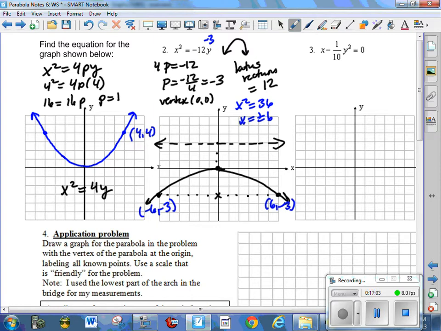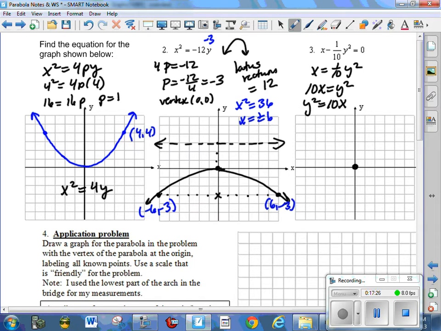We need to isolate the squared variable. So the first thing I'm going to do is say x is equal to 1/10 y squared. Then I'm going to multiply both sides by 10, and so I have 10x equals y squared, or y squared equals 10x, if that makes you feel better. So that means we're going to start at the vertex, which is at the origin.